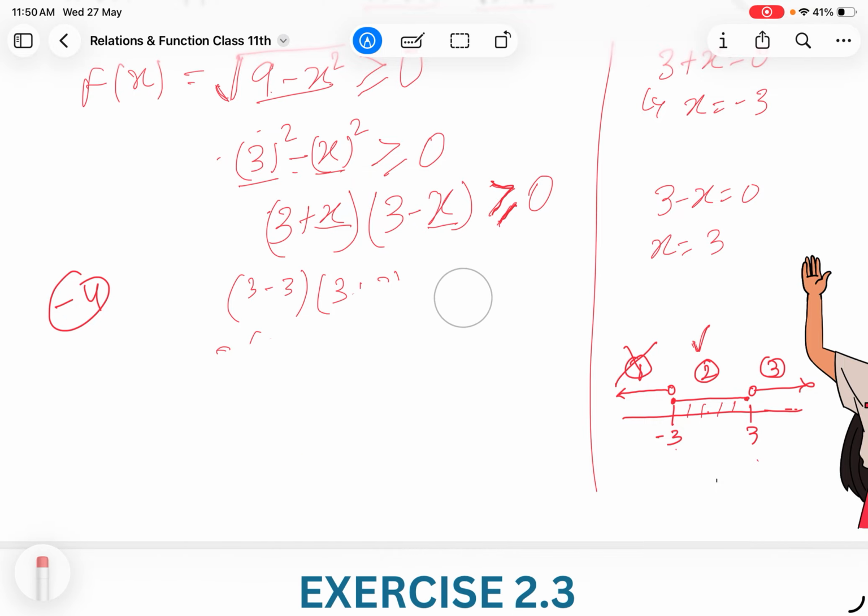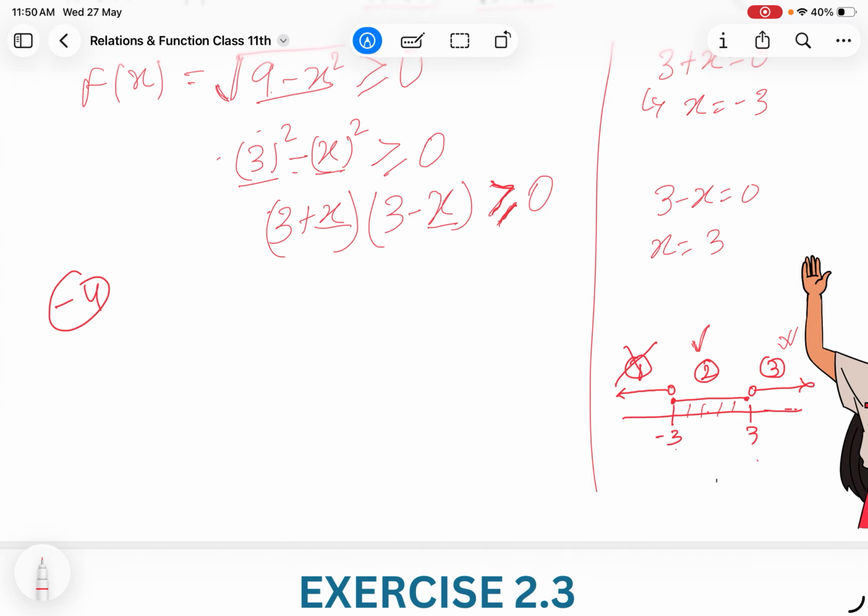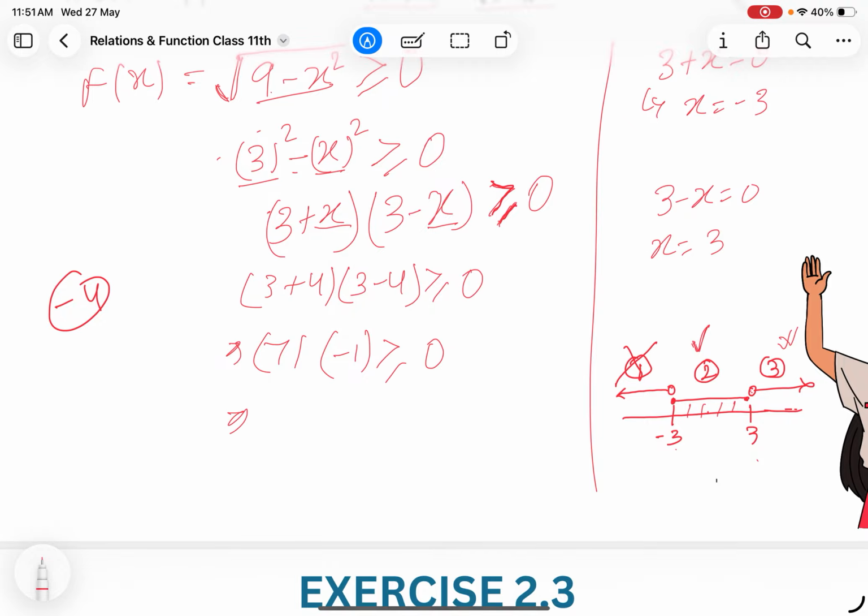Okay, now we have a third interval also. So let's put any value that is greater than 3. Not 3, greater than 3, because here 3 is not included. So suppose we are putting 4. (3 plus 4) into (3 minus 4) greater than or equal to 0. Yeah, 7 into minus 1 greater than or equal to 0. Yeah, minus 7 is greater than or equal to 0. This is not true.